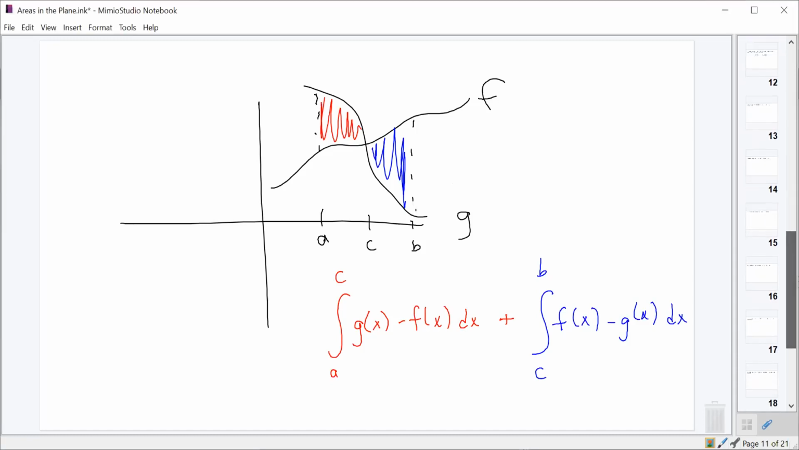Is it okay if you just put the absolute value in the integral? So that you don't get a negative number? Put an absolute value in the integral.